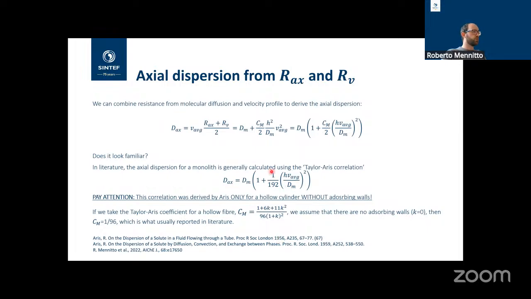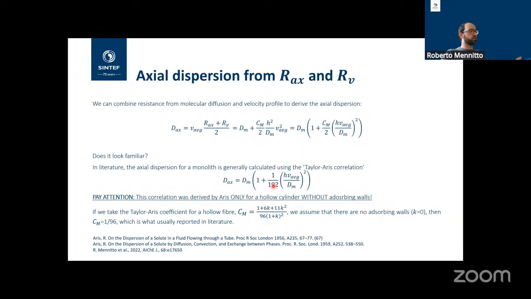There is a very nice paper from Harris from 1956, where it shows how to derive this correlation. The problem is that when we have a channel with adsorbing walls, we need to account for the correct Taylor-Harris coefficient. For instance, in the paper of Harris from 1959, a bit later than this one, he accounts for adsorbing walls. So we have a solid that adsorbs on the side of the channel, and he arrives at this Taylor-Harris coefficient. If you notice this equation, if the retention factor is 0, so there are no adsorbing walls, we reduce the Taylor-Harris to 1 over 96, which is the same as this correlation.